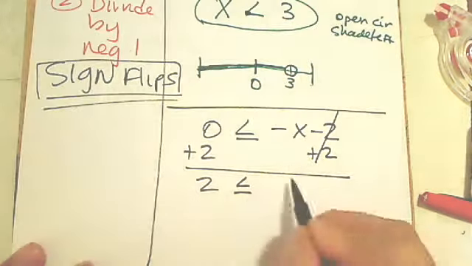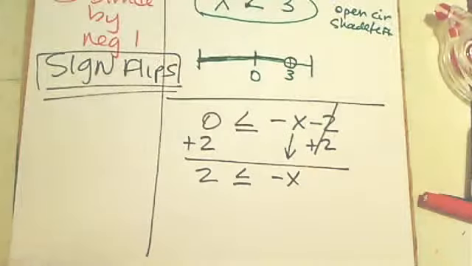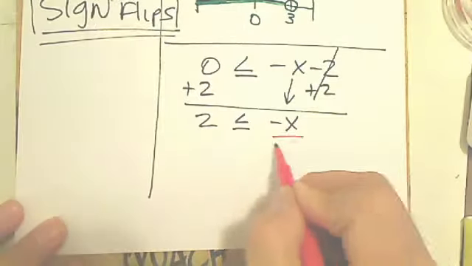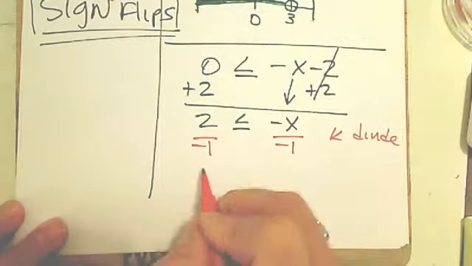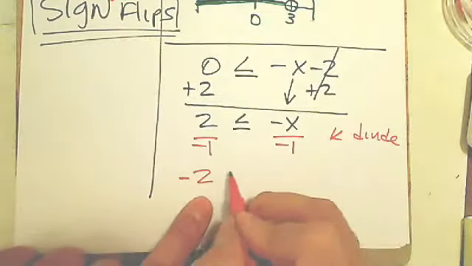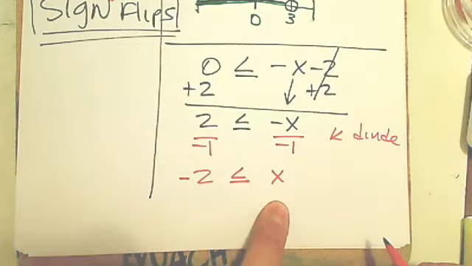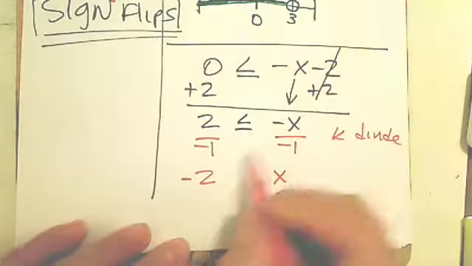2 is less than or equal to negative x. Ooh, that's still wrong. I still need to get x to be positive x. Okay, so here I divide by negative 1, so I divide here. Now we have negative 2 is less than or equal to x. Oops, sorry. What happens to the sign? Oops, should have done this. The sign will flip.